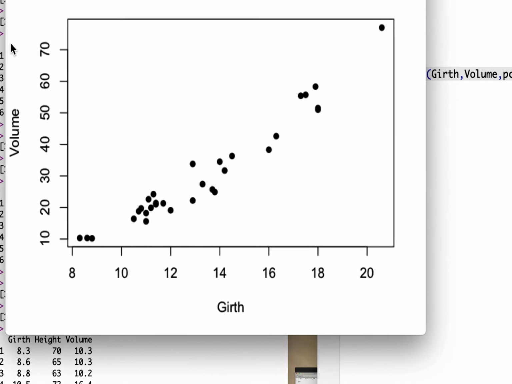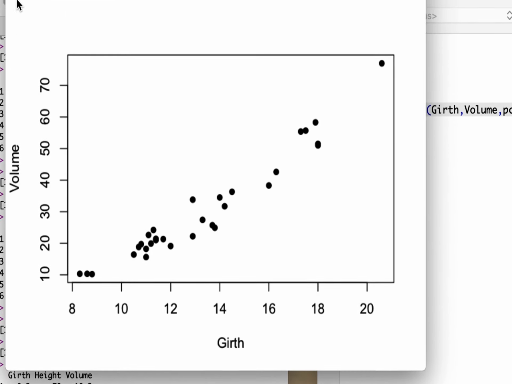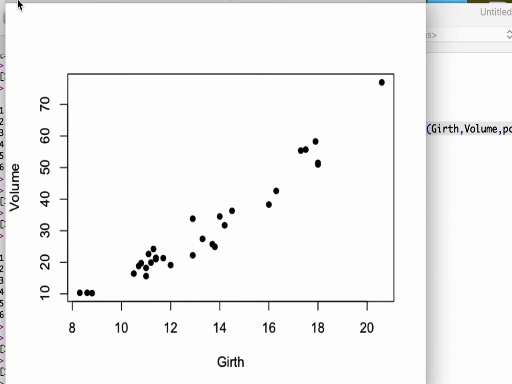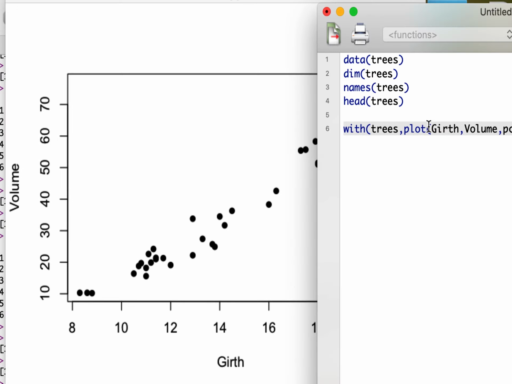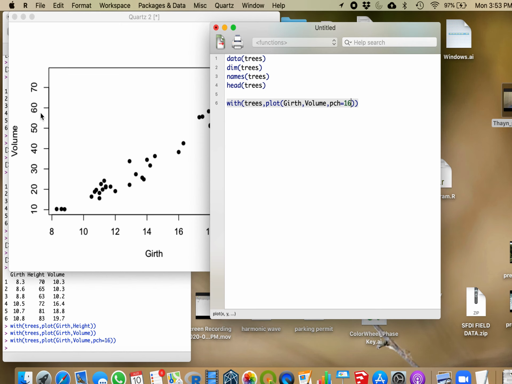But that is all it takes to create a scatter plot in R. The variable that comes first, girth, goes along the x-axis, and the variable that you list second goes along the y-axis. But other than that, it is pretty straightforward.